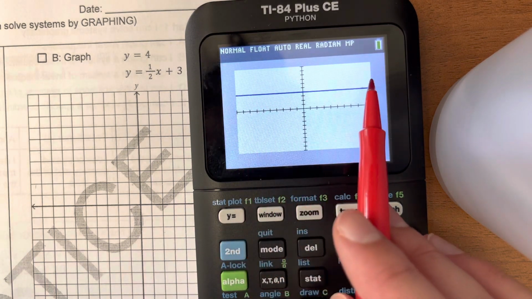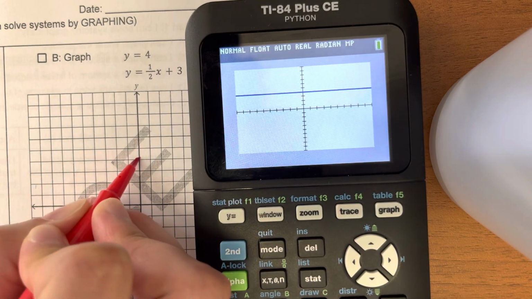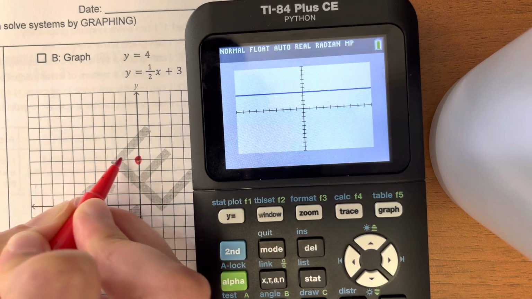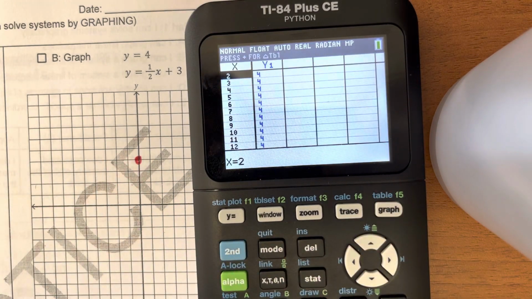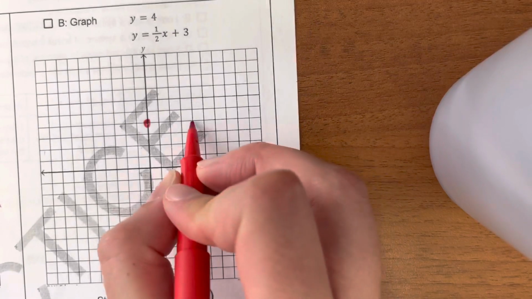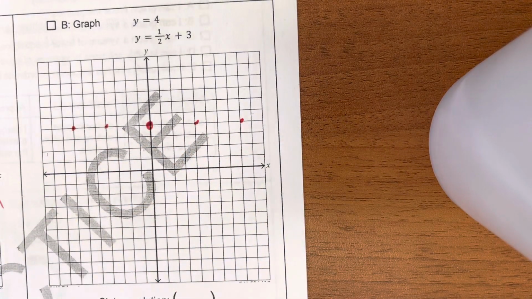y is 4. So on my graph, I'm going up 1, 2, 3, 4. Then I'm just going to draw a horizontal line. I can see if I go to second table, every x value has a y value of 4. So every x value has a y value of 4, so I'm going to put a few perfect points, but I'm going to connect my lines with a straight edge.